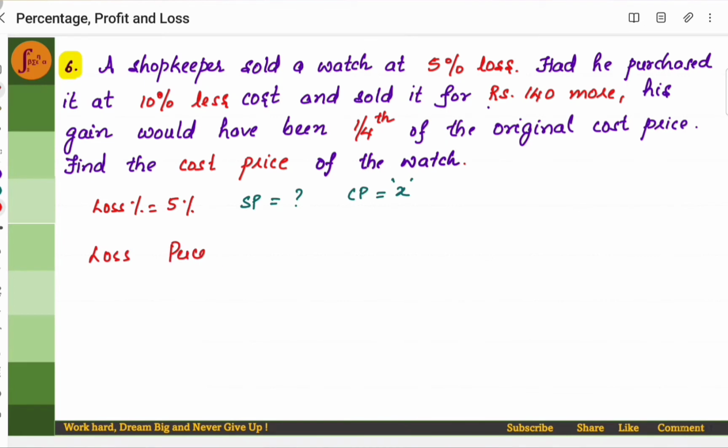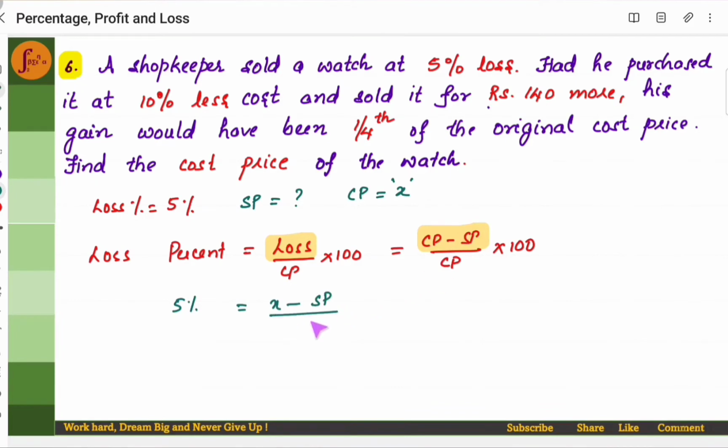Loss percent is equal to loss by CP into 100. I will write loss as CP minus SP by CP into 100. Loss percent is 5%. CP is X. SP is, I don't know. CP is X into 100. Look at this particular statement. Here I have to find the selling price, because only if I find the selling price, I can add rupees 140 more to it, then get the original cost price.